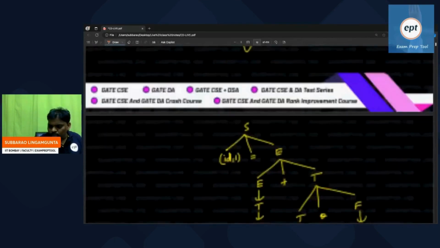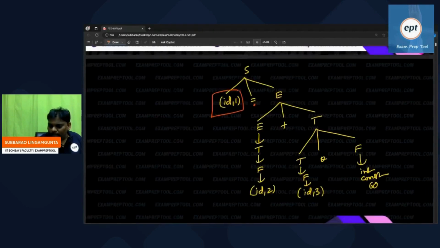So using the token, I went to the symbol table. I got to know it is a float. Can you help me now? Assignment operator left is float. You want right also float or not? You will go right also.